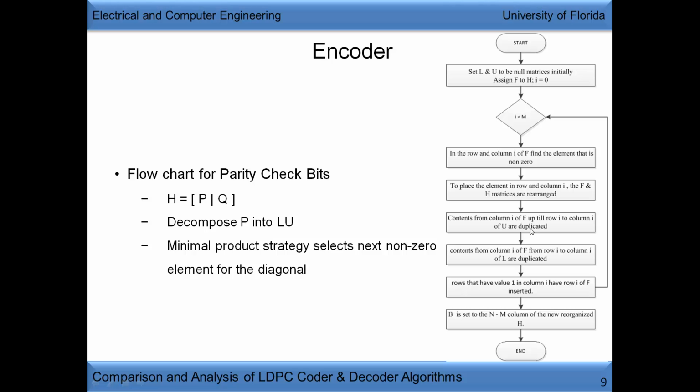These steps over here involve the rearrangement. Rows that have the value 1 in column I have row I of F inserted. This process continues till the value of I crosses M, and then this algorithm ends here. The minimal product strategy is what is used to select the non-zero element for the diagonal. The choice is based on the element that minimizes the product of the quantity of non-zeros in its row minus 1 and the quantity of non-zeros in its column minus 1.